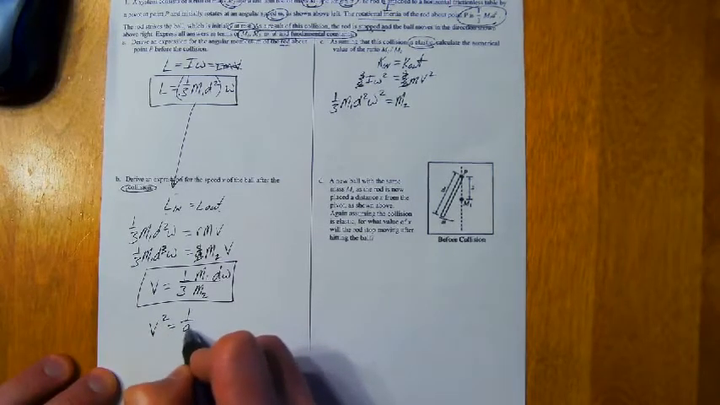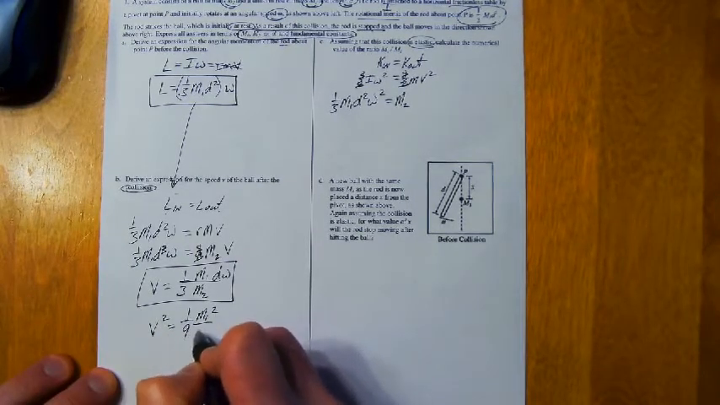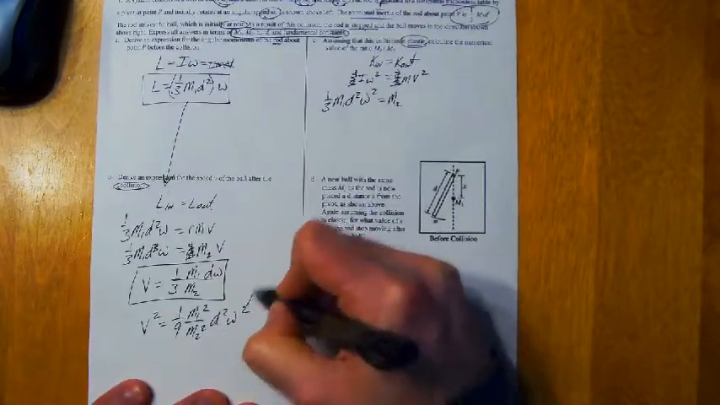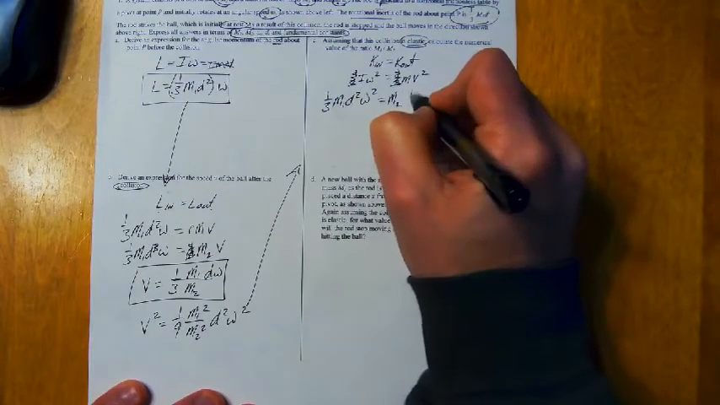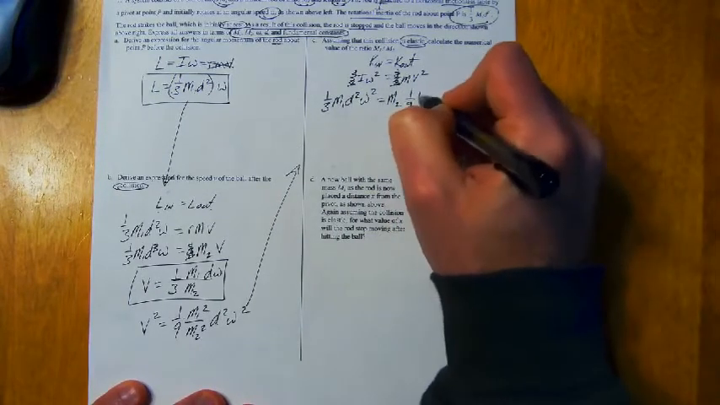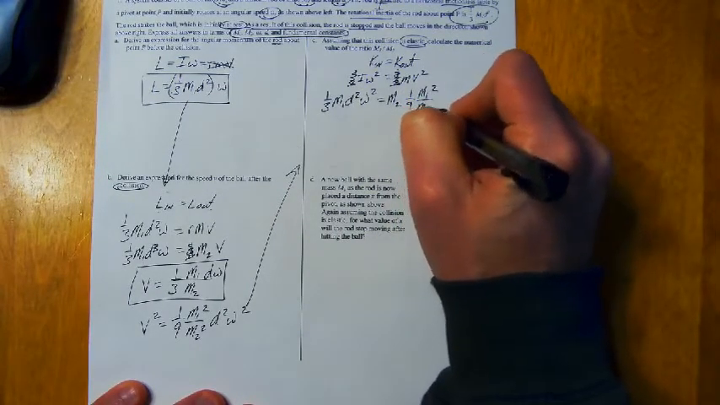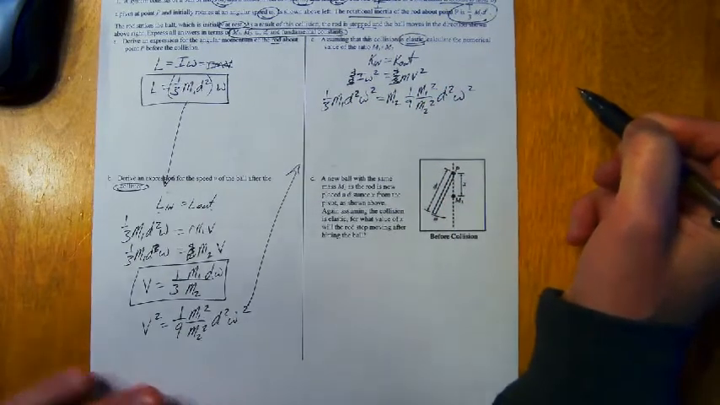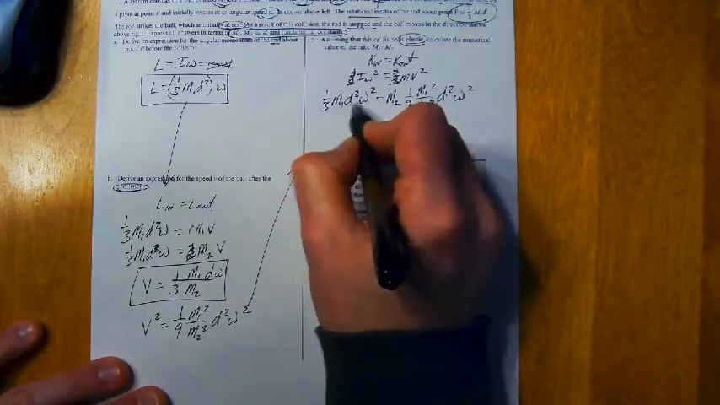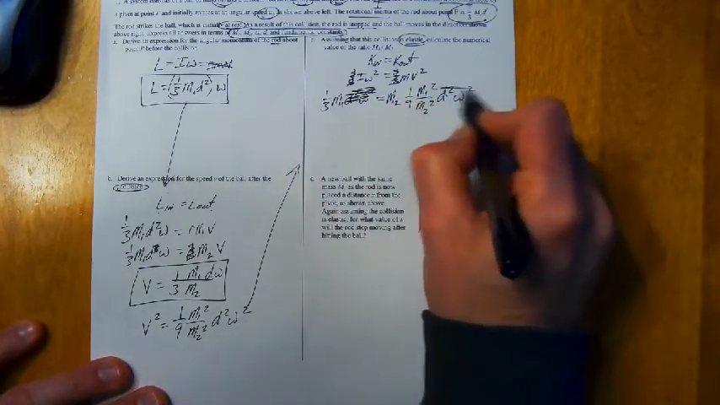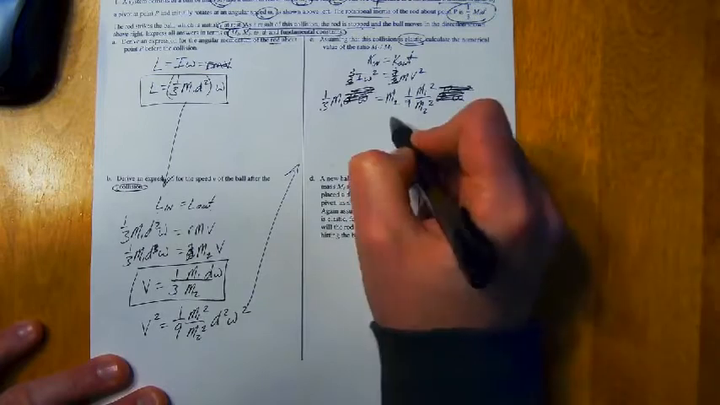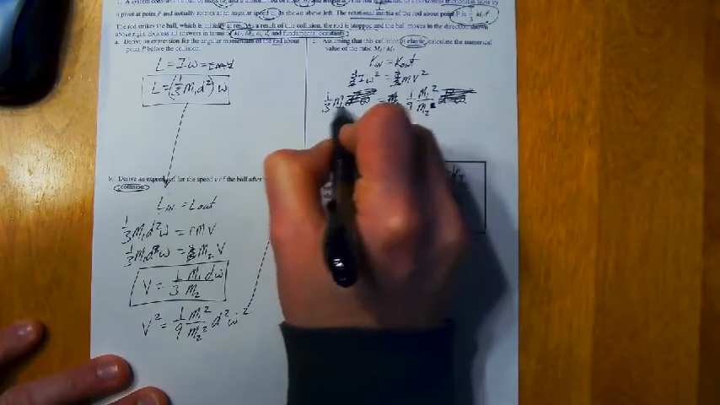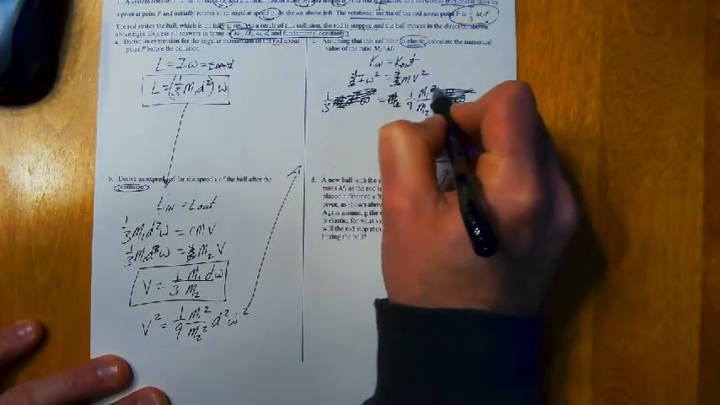It's going to be 1/9 m1 squared over m2 squared d squared omega squared, and then plug that in up here. So 1/9 m1 squared over m2 squared d squared omega squared. And then I can simplify. D squared omega squared will cancel out with d squared omega squared. One of the m2's will cancel out with one of the m2's. One of the m1's will cancel out with one of the m1's.